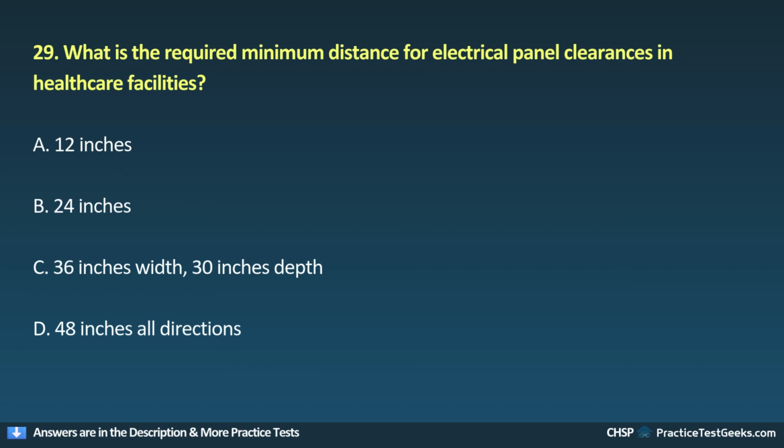29. What is the required minimum distance for electrical panel clearances in healthcare facilities? A. 12 inches. B. 24 inches. C. 36 inches width, 30 inches depth. D. 48 inches, all directions.